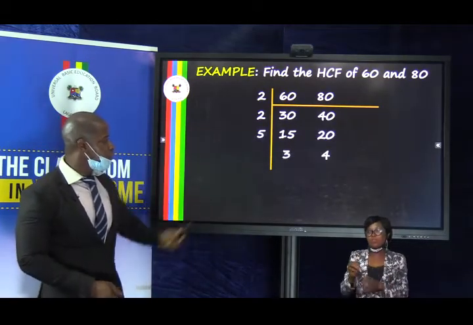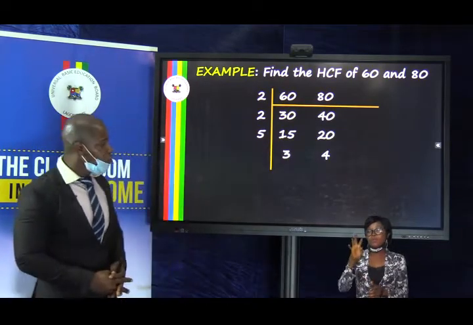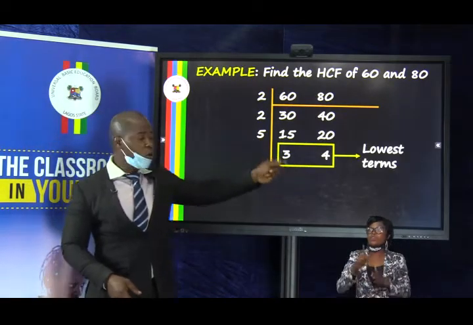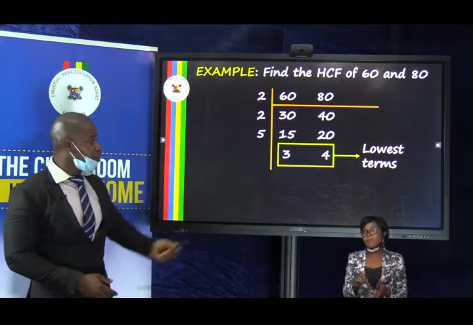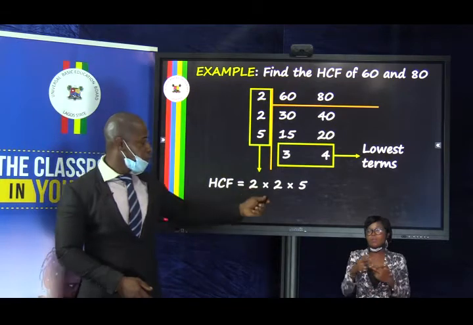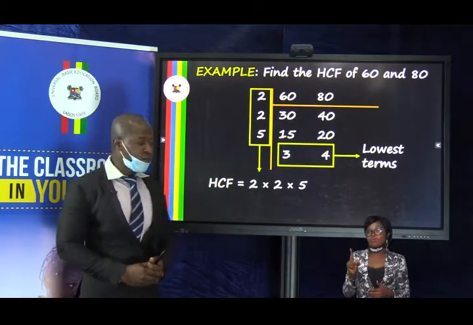Then we reduce them. 5 goes in 15 3 times. 5 goes in 20 4 times. Now, there is no other common factor. So we say, okay, this is the lowest we can go. We call them the lowest terms. But we need to multiply these to get the highest common factor. And that is simply 2 times 2 times 5. 2 times 2 is 4. 4 times 5 is 20.